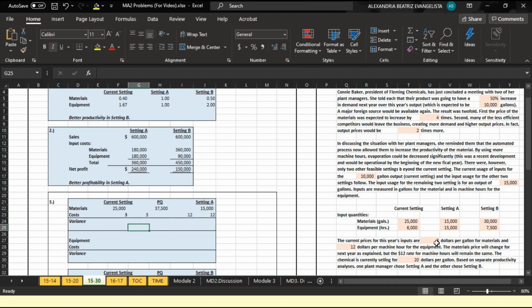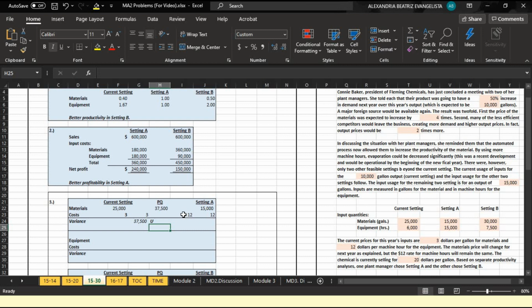So now we're going to compute the variances. So in here, we're going to deduct 37,500 less 25,000 gallons for the current year, and then multiplied by 3. You could use either because they're just the same. So that would give us 37,500 unfavorable. And this variance corresponds to growth.